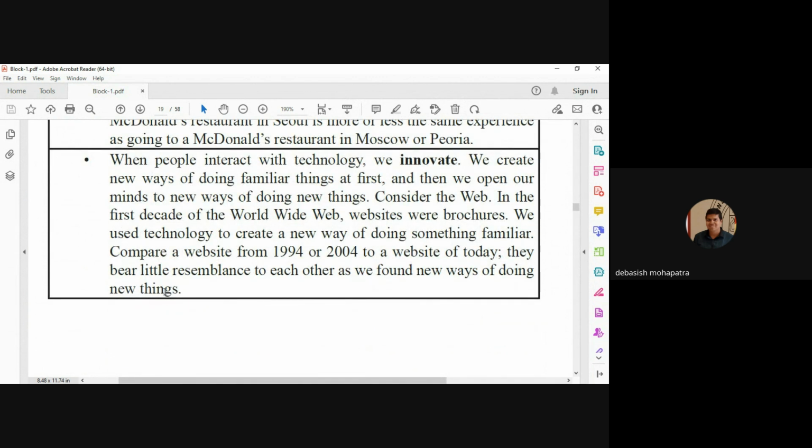Consider the web. In the first decade of the World Wide Web, websites were brochures. We used technology to create a new way of doing something familiar. Compare websites from 1994 to 2004 to websites of today, they bear little resemblance to each other as we found new ways of doing new things.